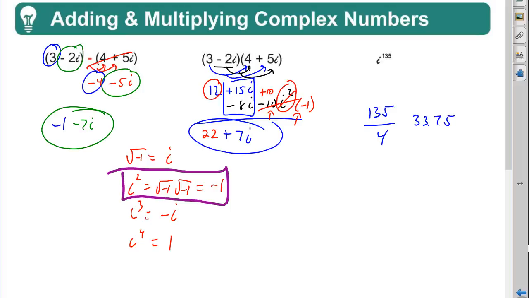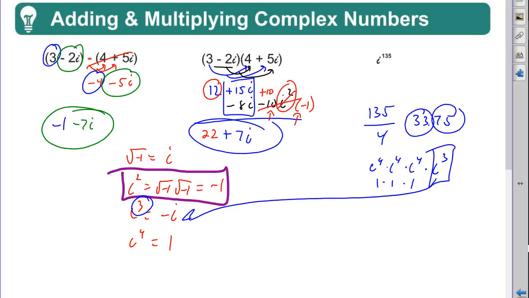What does that mean? This is i to the 4th times i to the 4th times i to the 4th, 33 times. And all these are 1, so it's 1 times 1 times 1. So all that matters is this back part. So it's i to the 4th times itself 33 times with an i cubed at the end, because 0.75, that's 3/4, right? A 3 out of the 4. And what is an i cubed? A negative i. Simplification, negative i.